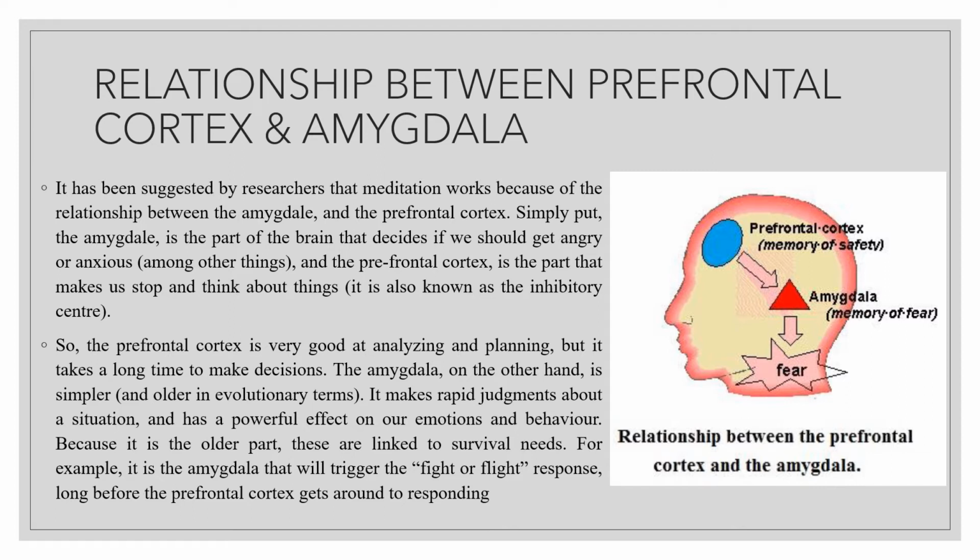The amygdala, on the other hand, is simpler and older in evolutionary terms. It makes rapid judgments about a situation and has a powerful effect on your emotions and behavior because it is the older part. These are linked to survival needs. For example, it is the amygdala that will trigger the fight and flight response long before the prefrontal cortex gets around to responding.